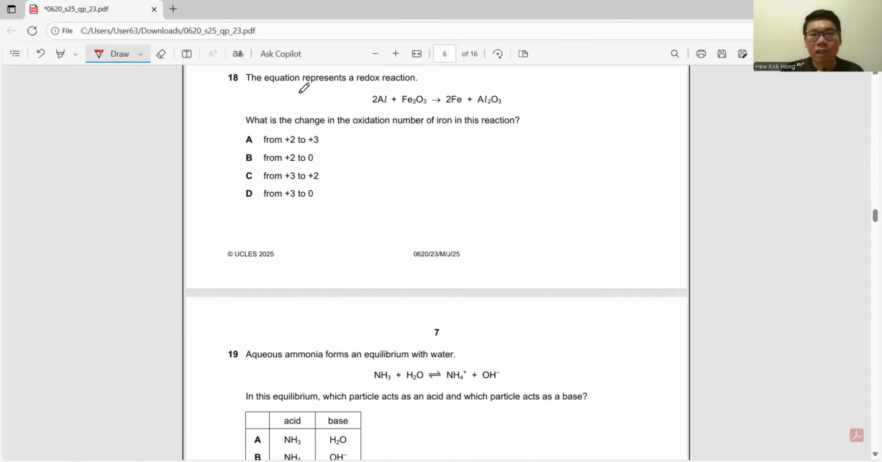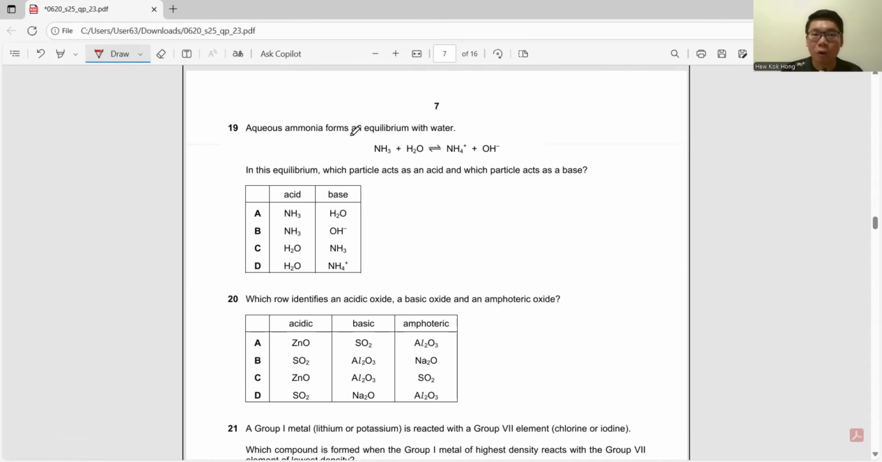18. The equation represents a redox reaction. What is the change in the oxidation number of iron in this reaction? So initially it is +3. How can we confirm this? Initially we don't know Fe, so we write 2x because we have 2 Fe, and then we confirm each O is -2. We can confirm x is 3+. Then at last the Fe becomes back an atom, so it is 0. So the answer is just from +3 to 0.